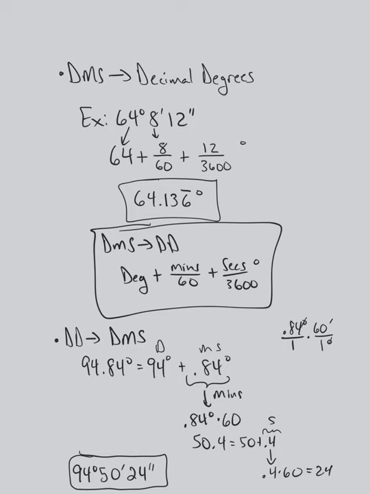All right, and so that would be that angle in DMS. The outline of this procedure, if you're going from decimal degrees to DMS, is: the whole number will be the number of degrees. Then you take the decimal part and multiply it by 60, and the whole number of that gives you the number of minutes. Then you take the decimal part again and multiply that by 60 and get the number of seconds.